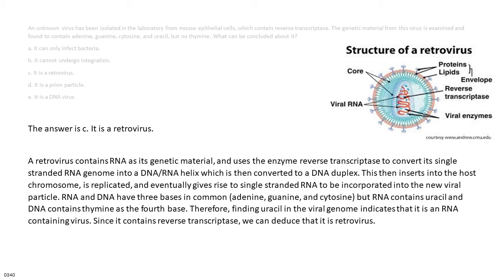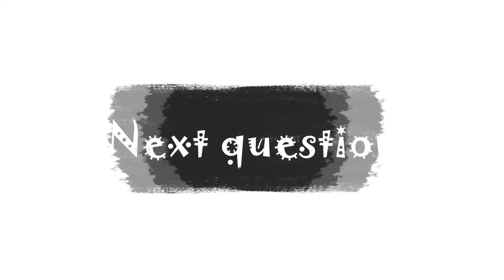the new viral particle. RNA and DNA have three bases in common: adenine, guanine, and cytosine, but RNA contains uracil and DNA contains thymine as the fourth base. Therefore, finding uracil in the viral genome indicates that it is an RNA-containing virus. Since it contains reverse transcriptase, we can deduce that it is a retrovirus.